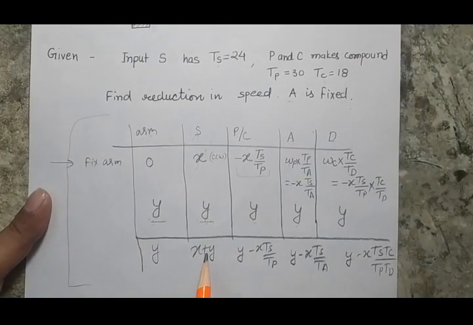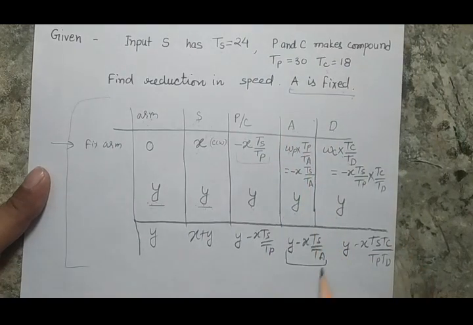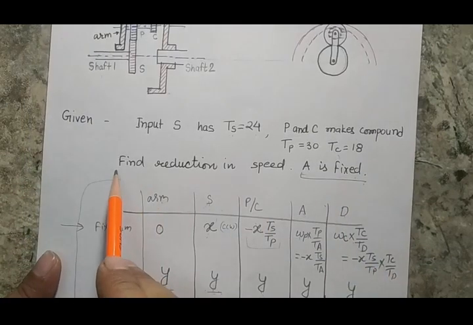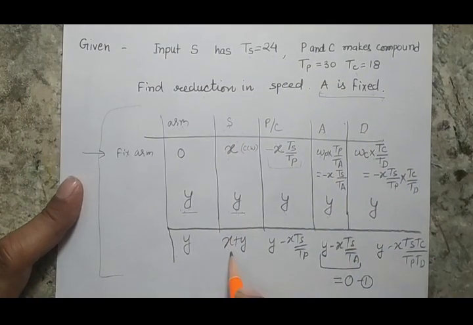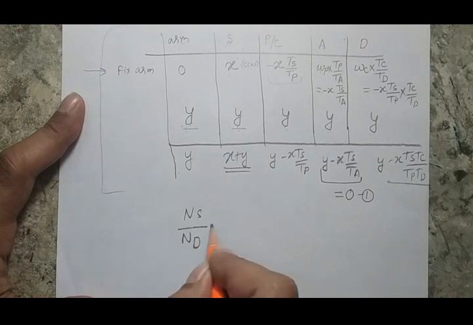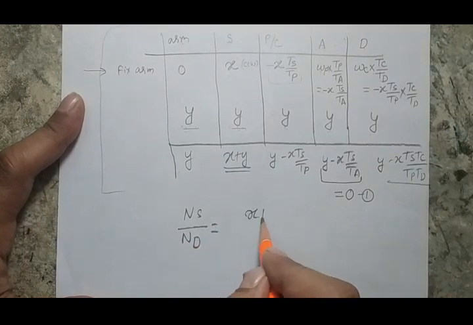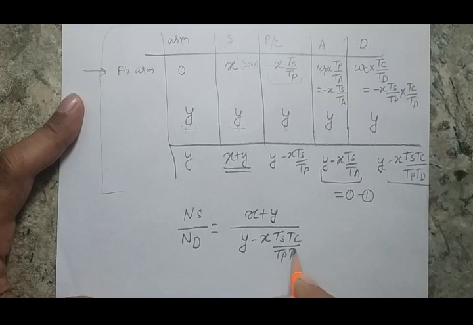Now after making the table, it says that a is fixed. So what is the velocity of a? That means this would be 0. So this is my one equation. Second, they are saying that I am giving input and I am interested to find the ratio of s to d. That means I am interested to find the ratio of this value to this value. So if I say ns by nd, it will come out as x plus y divided by y minus x ts tc by tp td.